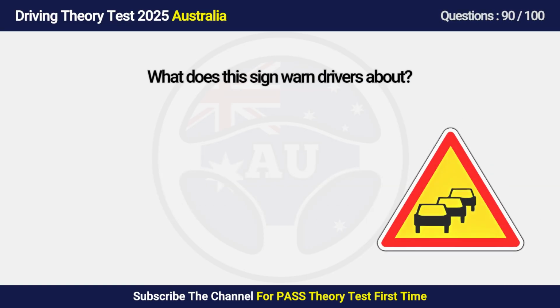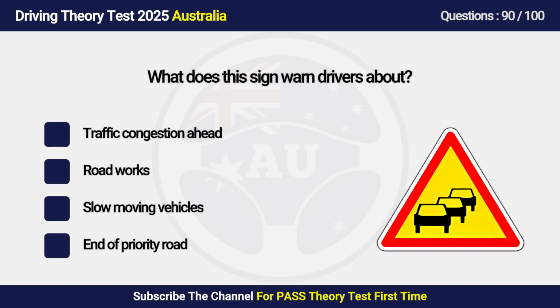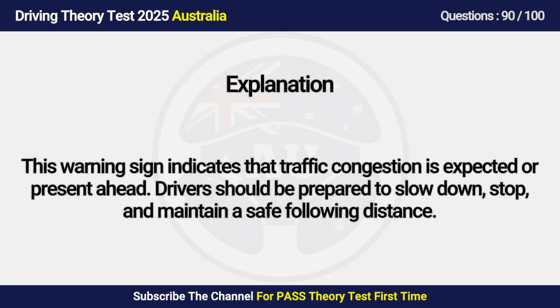Question 90. What does this sign warn drivers about? A. Traffic congestion ahead. B. Roadworks. C. Slow-moving vehicles. D. End of priority road. Answer is A. Traffic congestion ahead. This warning sign indicates that traffic congestion is expected or present ahead. Drivers should be prepared to slow down, stop, and maintain a safe following distance.